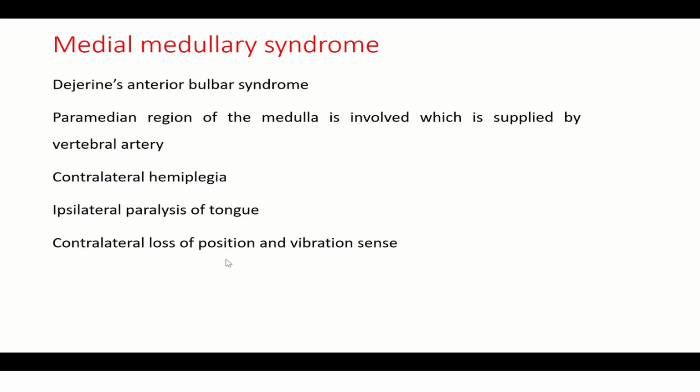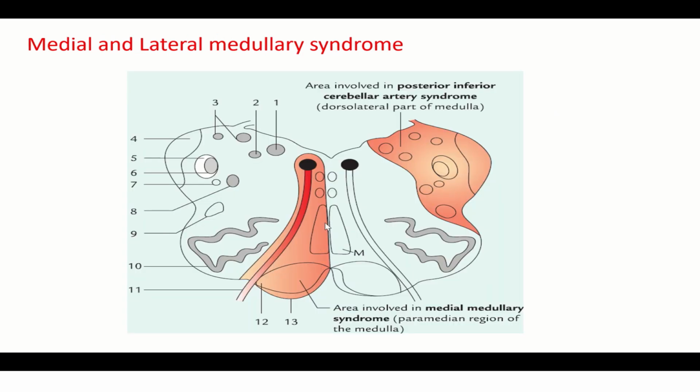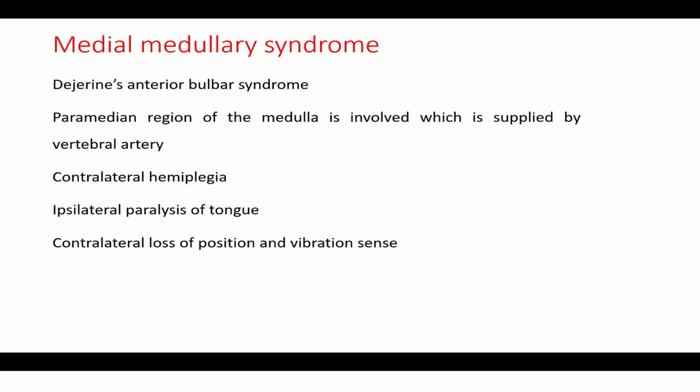Then there is contralateral loss of position and vibration sense. Why position and vibration sense? In the medial lemniscus, what is the function of the fasciculus gracilis and fasciculus cuneatus? It is joint position and vibration sense. So all these are lost due to damage to the medial lemniscus. These are the symptoms of medial medullary syndrome.